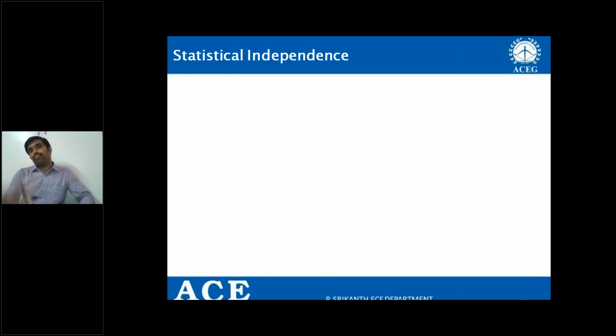And now we are moving on to a new topic called statistical independence. In fact, we know the independent event, when two events are said to be independent, is already a known fact.